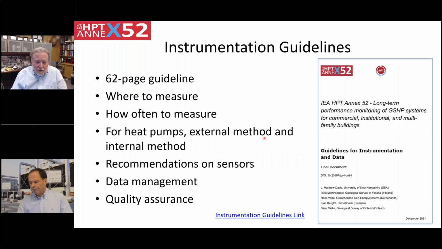So the instrumentation guidelines were published last fall. It's a 62-page guideline. It covers instrumentation and data, including where to measure and how often to measure. For heat pumps or air conditioners, it covers both the external method and the internal method. It gives recommendations on sensors, on managing the data, which is a real challenge when you're collecting data every 5 minutes or so for several years and many points, and also on quality assurance of the data. We're going to make the PDFs available, and there's a link here that'll take you right to that instrumentation guideline.